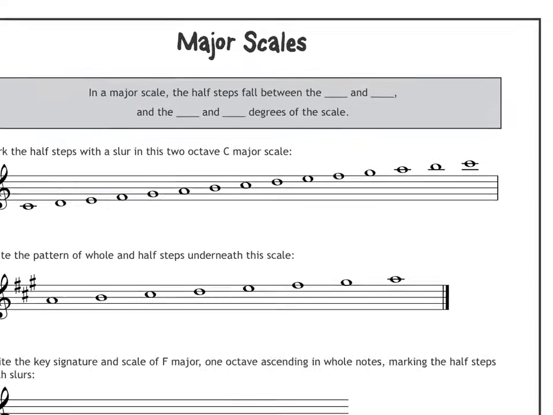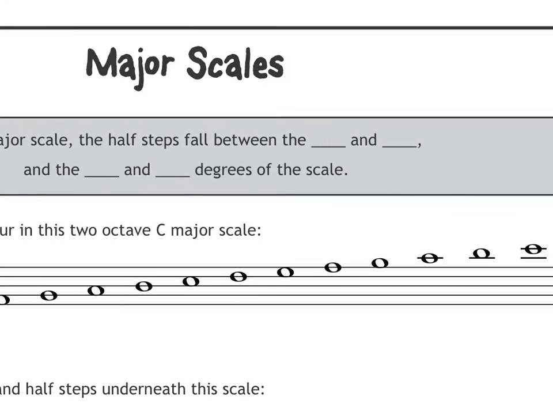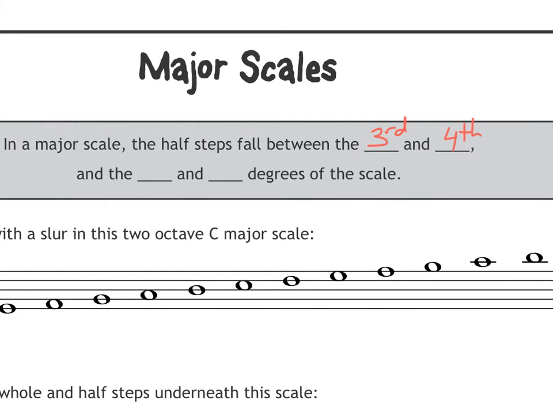In a major scale, the half steps fall between the what and what and the what and what degrees of the scale. You know that in a major scale, you play 8 different notes, including the bottom tonic and the top tonic. 1, 2, 3, 4, 5, 6, 7, 8. So the half steps fall between the third and fourth notes, and of course they fall between the 7th and 8th degrees of the scale.